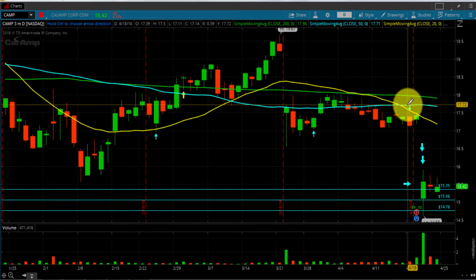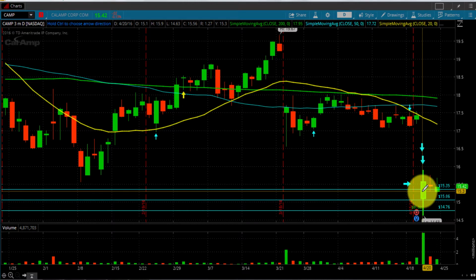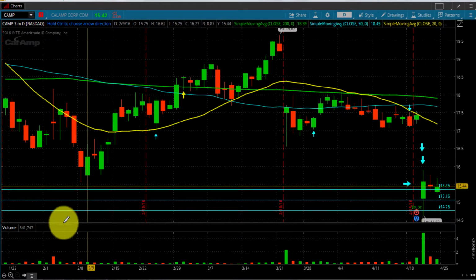I'm always looking for a gap low between 5% to 40%. CAMP gapped low 12%, making it a perfect candidate to trade. So now let's go to my 5 minutes chart here.